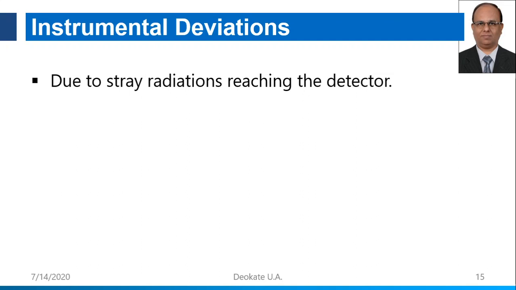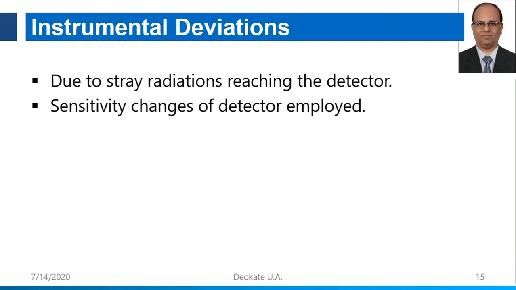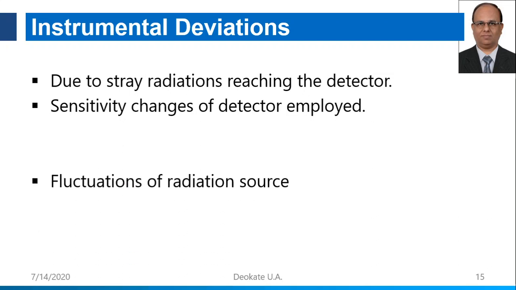A reading of more than 100 means, if you are taking the solvent and adjusting your instrument to read 100% transmission with the solvent, and the reading is more than 100, it indicates that some stray light is there or some fault is there with the instrument. The fault may be due to sensitivity changes of the detector employed. Many times, due to long use, the sensitivity of the detector changes and it will not maintain the 100 value. Even if you are not doing anything, the detector will respond differently and will produce the deviation.